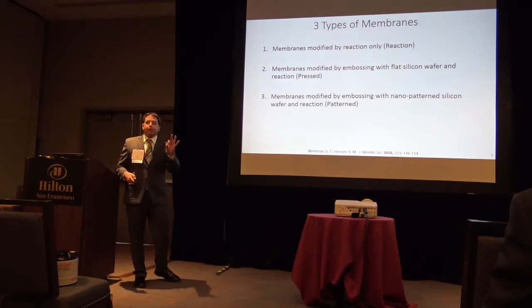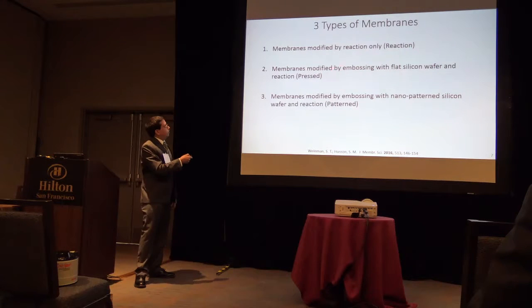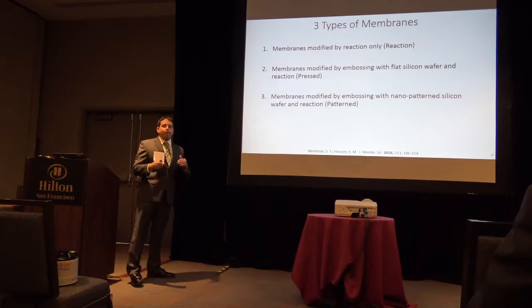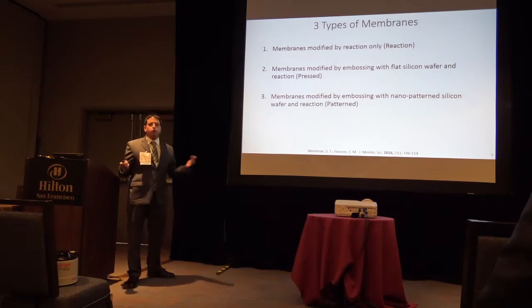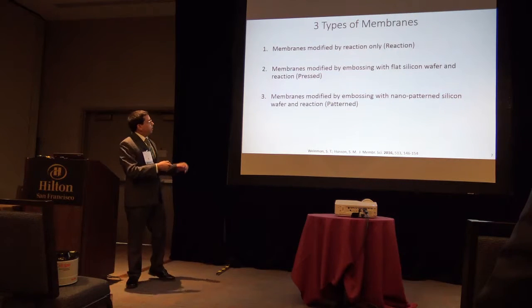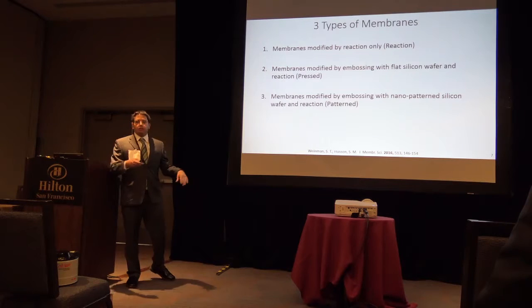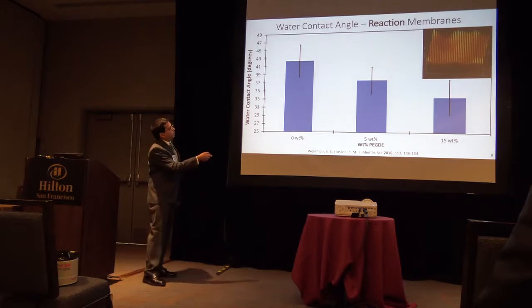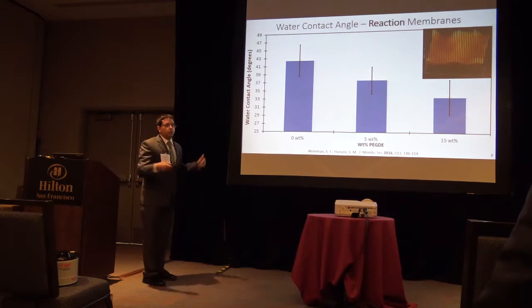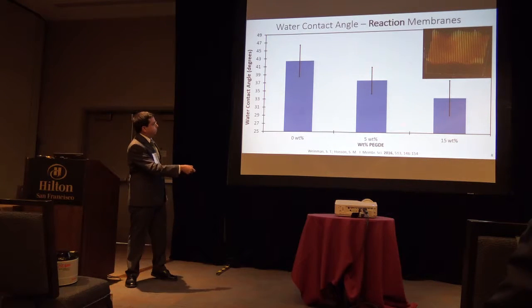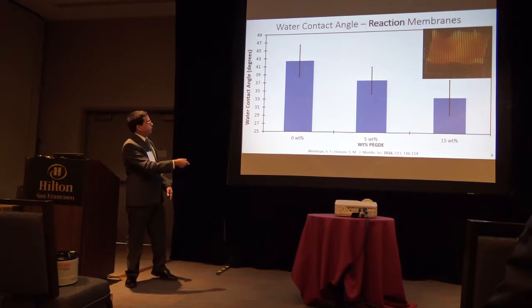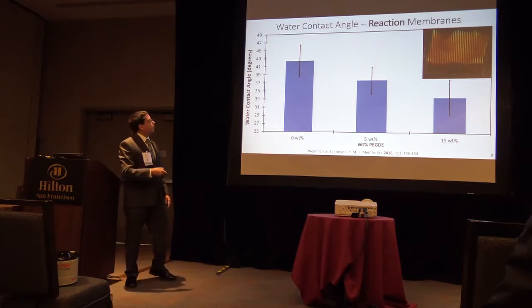I'm going to talk about 3 different types of membranes that we looked at. One is a reaction-only membrane where we only do the chemical modification. One is where we do the patterning process but with a flat wafer as a control, and this is called pressed. And then we have another one where we actually pattern the membrane, and this is called pattern. Just to show, here's an AFM image of the patterned membranes. And then to show we did the chemical reaction, by adding different weight percents of our modification layer, we've reduced the contact angle, so our reaction is successful.